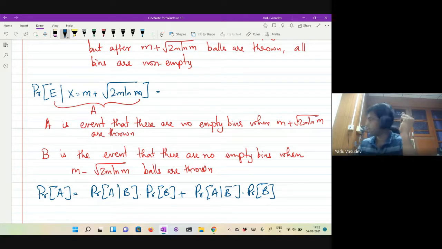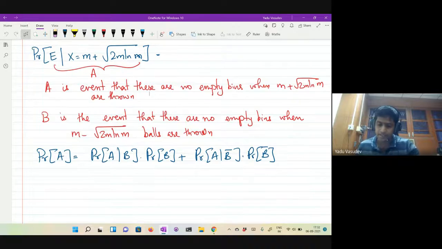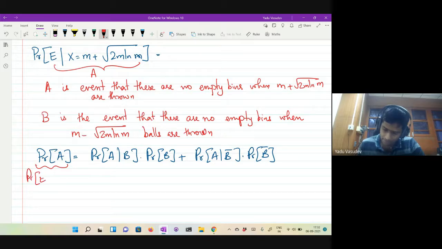What is the probability of A given B? Yeah, that's 1, right? Because if there are no empty bins when you have m minus square root 2m ln m, then surely there are no empty bins when you throw more balls. So this is the case. And what is the probability of B? B is actually what we want, right? So this is the probability of E given x is equal to m minus square root 2m ln n.